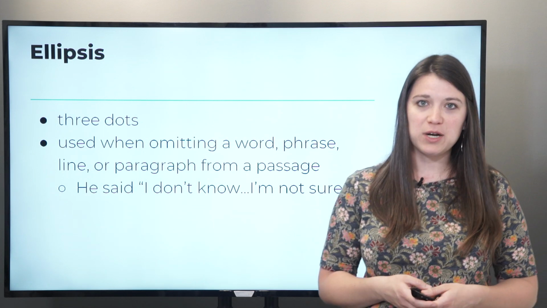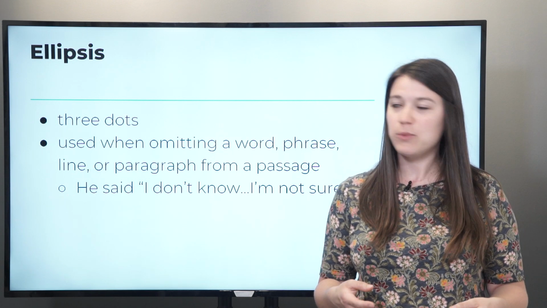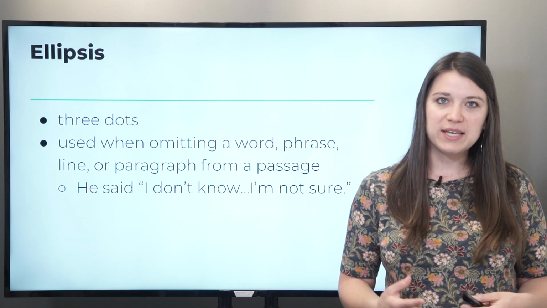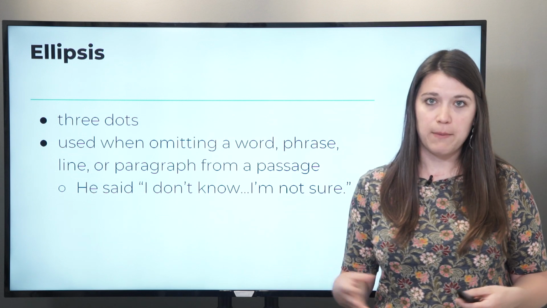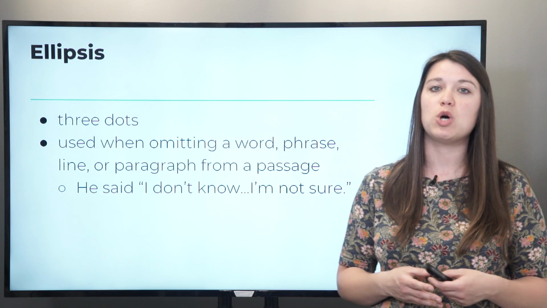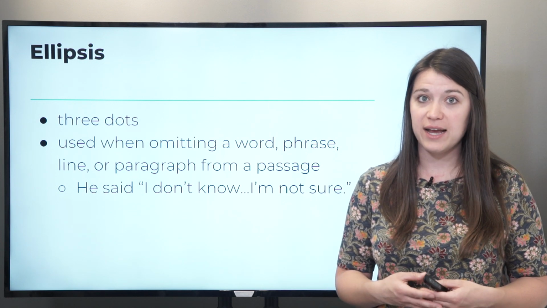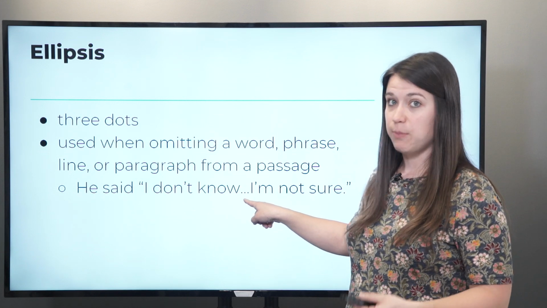This is another form of punctuation that is either incorrectly used or overused in the English language because it represents, actually, the correct way is to omit a word or a phrase or a line from a passage. So if you're quoting something but you don't want to use the entire phrase, you can use this ellipsis ... and the part that you've omitted is replaced by the ellipsis.